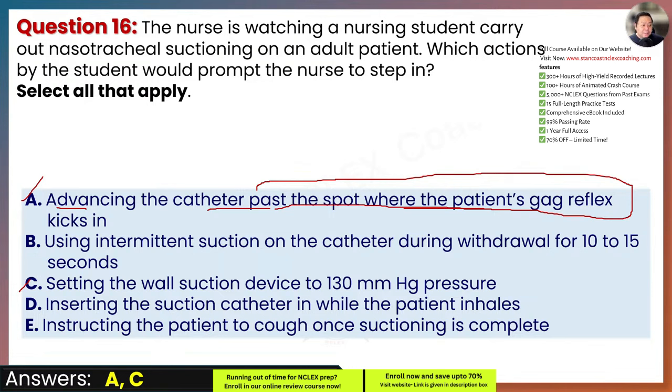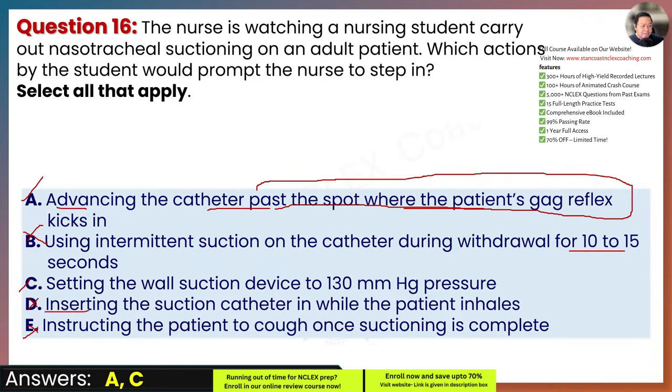Now, what about letters B, D, and E? These are incorrect options, right? So let's tackle letter B. Using intermittent suction on the catheter during withdrawal for 10 to 15 seconds. Well, remember the ideal suctioning technique? This is basically what you want the student to do. This is a safe practice. So you're not going to worry about this step.